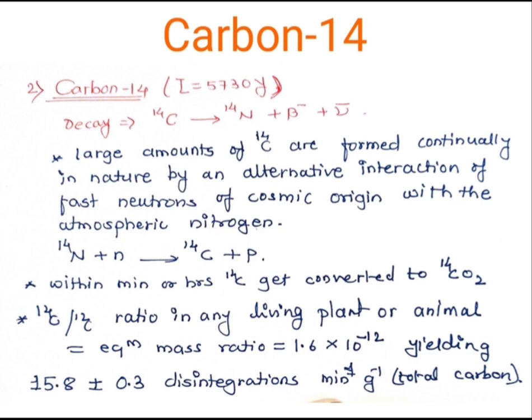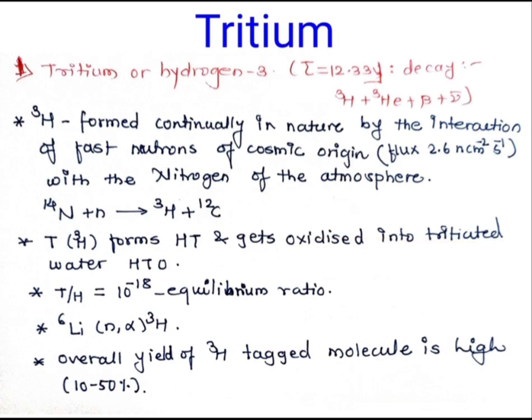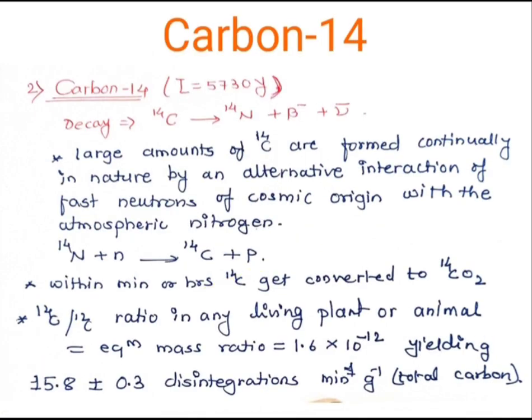Large amounts of that carbon 14 are formed continuously in nature by an alternative reaction, the interaction of the fast neutrons of cosmic origin with the atmospheric nitrogen. Means what? Same way as the tritium is formed by the interaction of the fast neutrons from the cosmic origin with the nitrogen of the atmosphere, same way here is also interaction of the fast neutrons with the atmospheric nitrogen.